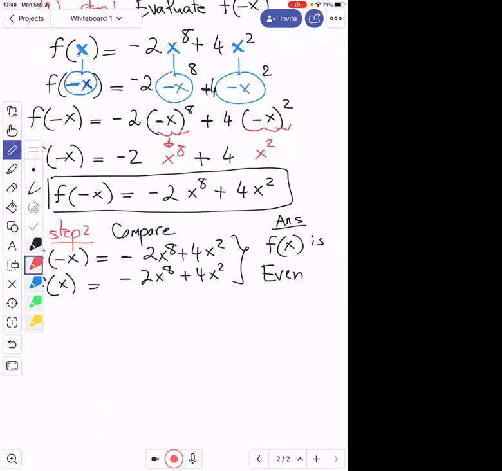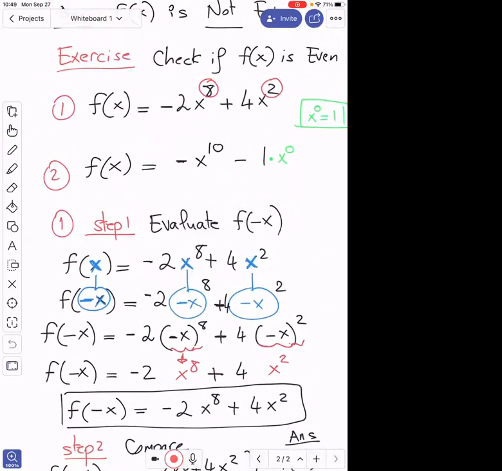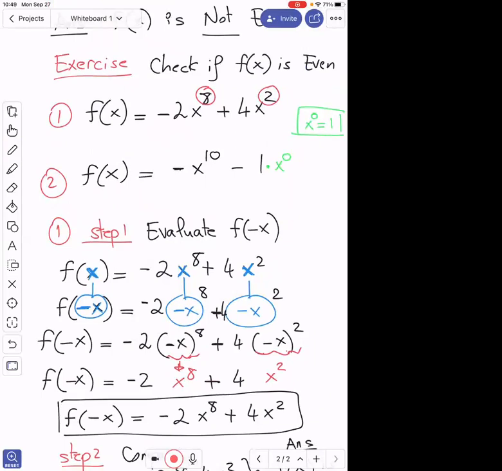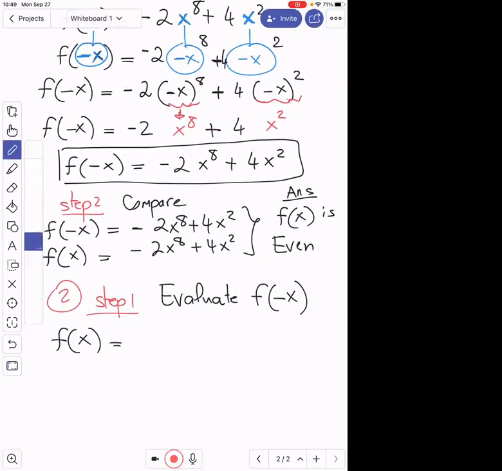Okay, for number 2, step 1. We're going to evaluate f of minus x. First I'm going to write down my f of x, which is minus x to the power 10 minus 1. So minus x to the power 10 minus 1.